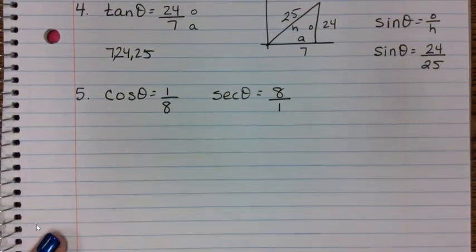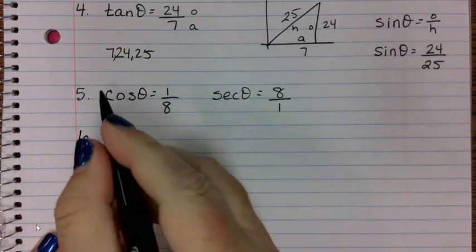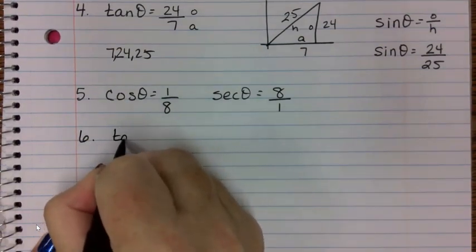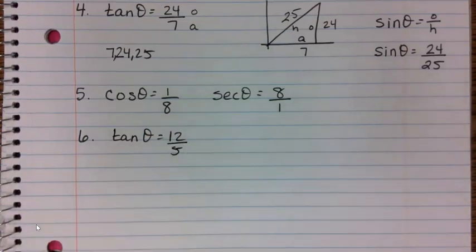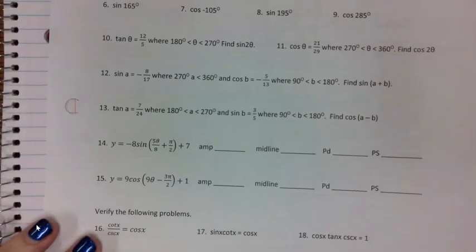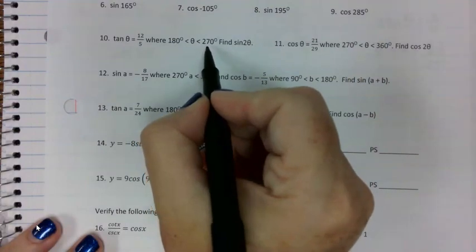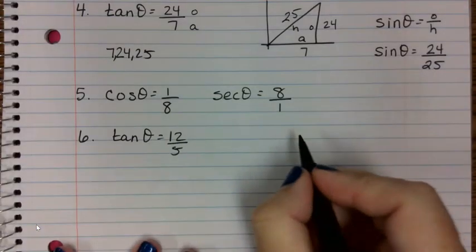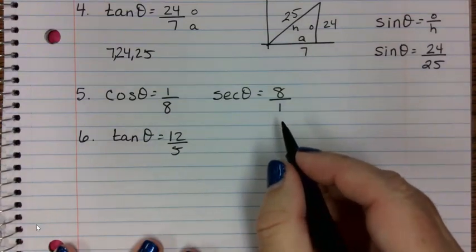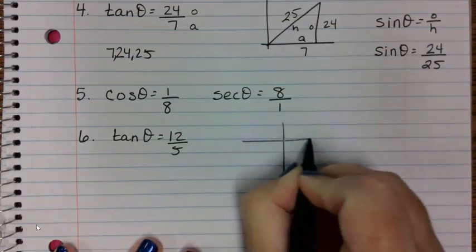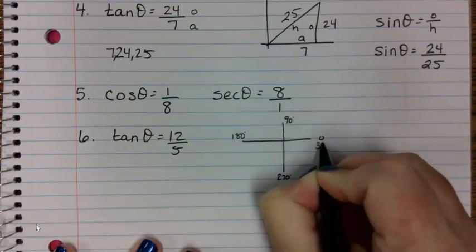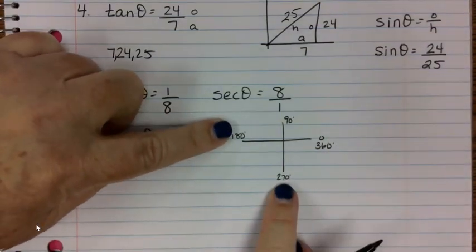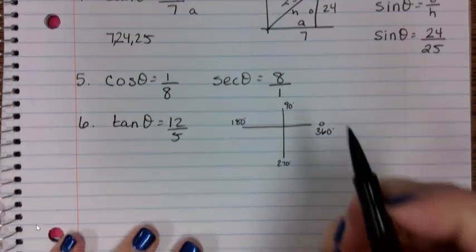Just make sure you read the questions before anything else. Okay. So number 6. They tell us tangent theta. Now they gave us here between 180 and 270. Okay. And that's going to be in quadrant 3. Now, I don't have a unit circle, but if you find one, put one finger on 180 degrees. So here you're 0, 90, 180, 270, and 360. So if you put your finger on 180 and 270, that's how you'll determine it's right here in quadrant 3.